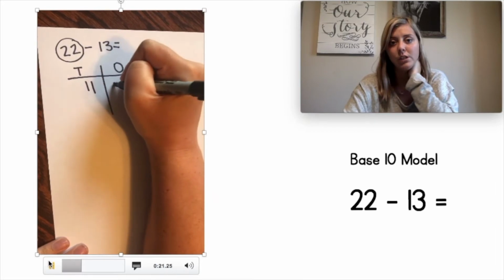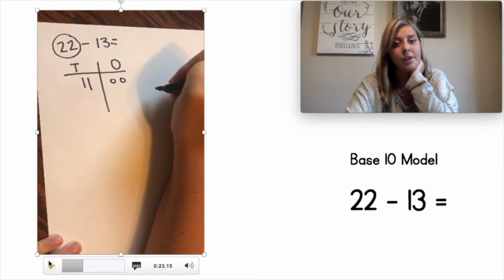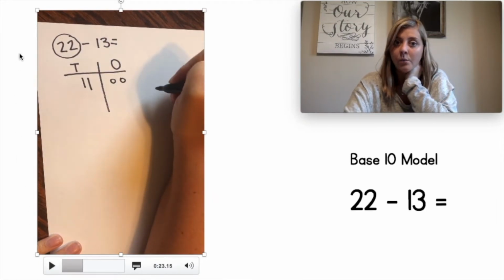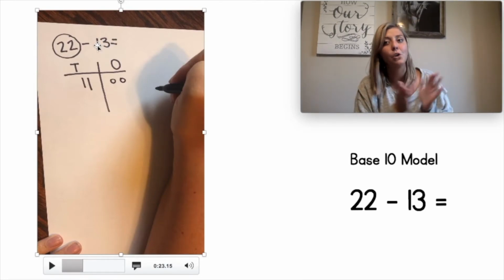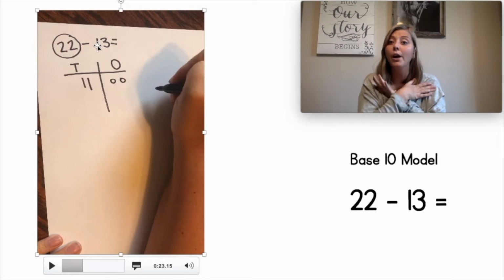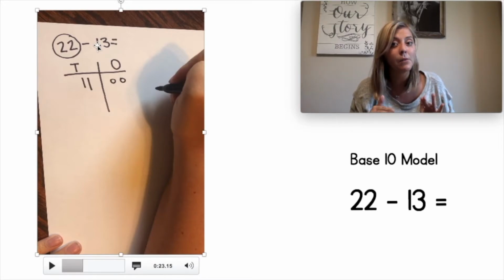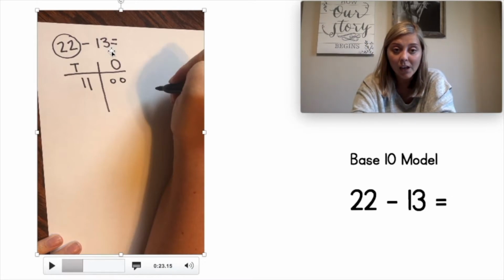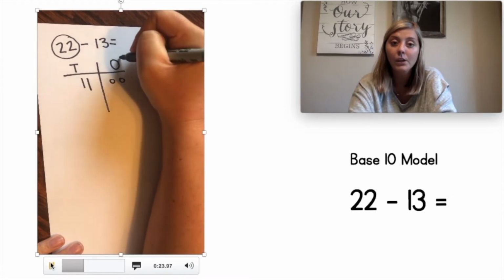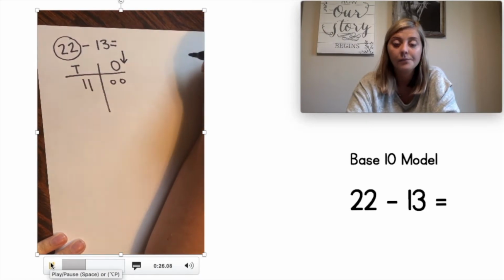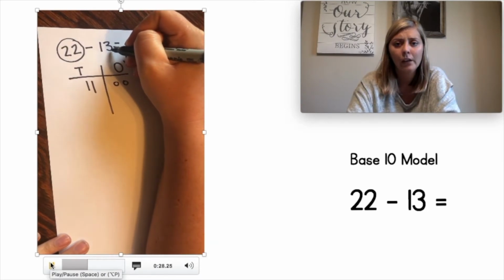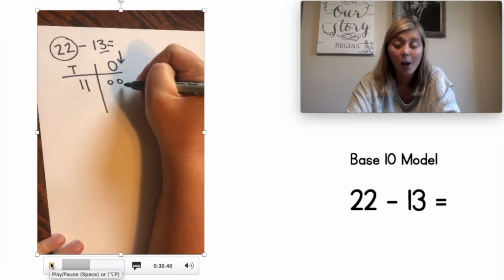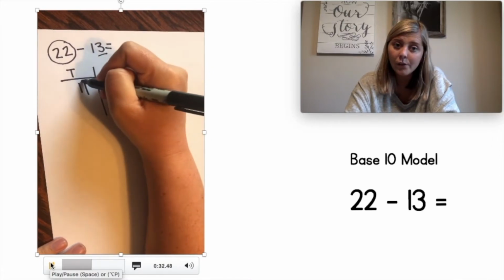22 has 2 tens and 2 ones. Now I'll start subtracting with my other number, which is 13. And where do we always, no matter what, no exceptions, start when we're doing a base 10 model? We start at the ones place. So in 13, there are 3 ones. So we need to take away 3 ones. But how many do we have? I only have 2. So I can't take away 3 if I only have 2.